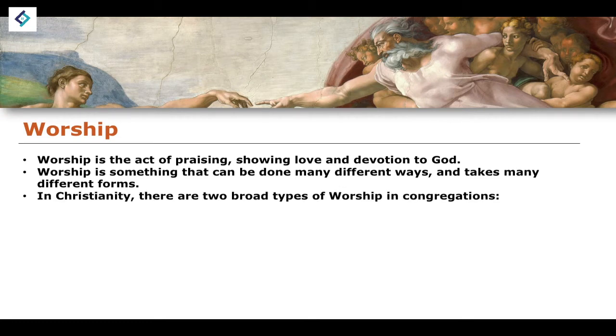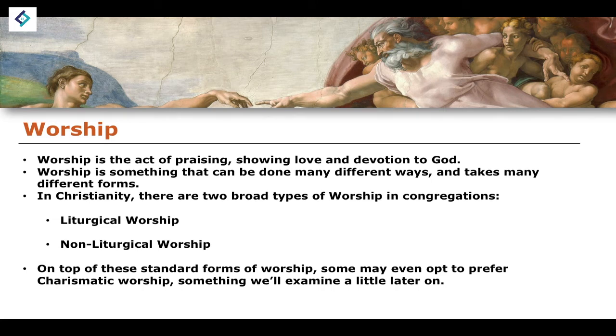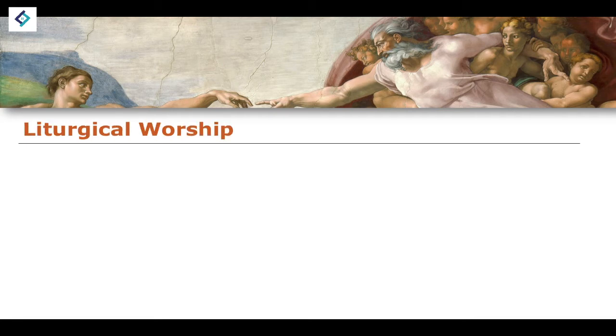There are two broad types of worship within Christianity, and these are the two broad types that take place within congregations, so within the formal setting of a particular church practice, for example. The first is known as liturgical worship, and the second is non-liturgical worship. Very simple, very easy to understand. One is liturgical, one is non-liturgical. These are the main types of worship that we're going to spend most of this lesson looking at, but there are other types of worship as well that we have to examine. We also have to talk about charismatic worship, as well as individual worship, and the importance of worshipping individually. So let's begin with liturgical worship.